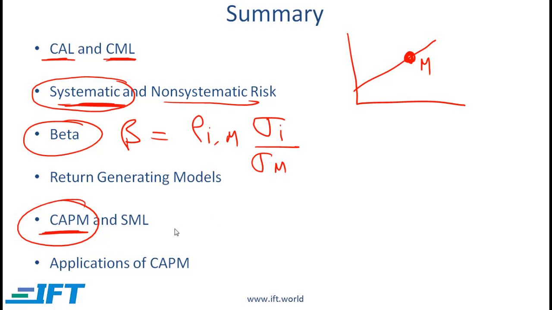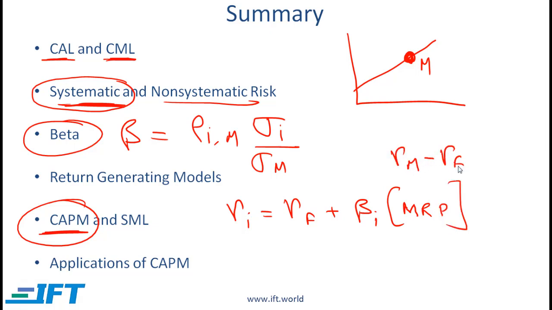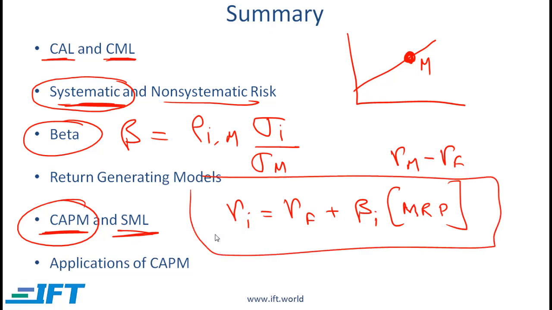This is critical. The capital asset pricing model allows us to compute the expected return on a security given its level of systematic risk. So expected return is equal to the risk-free rate plus the systematic risk as given by the beta of the stock multiplied by the market risk premium. The market risk premium is the return on the market minus the risk-free rate. The security market line is a graphical representation of this CAPM formula.